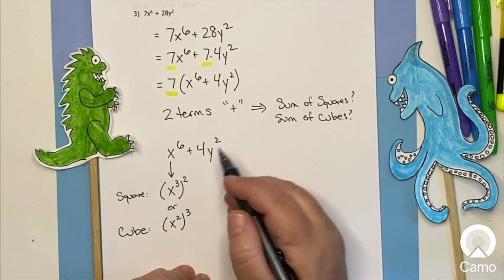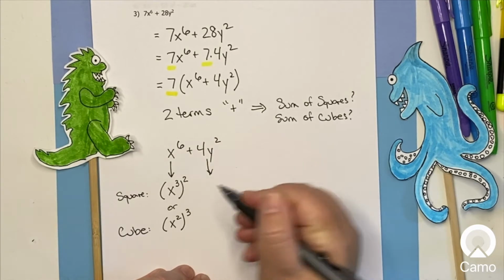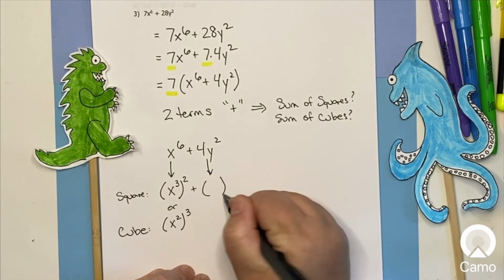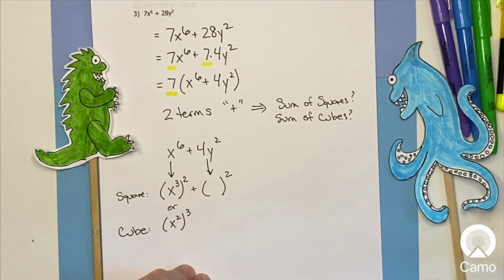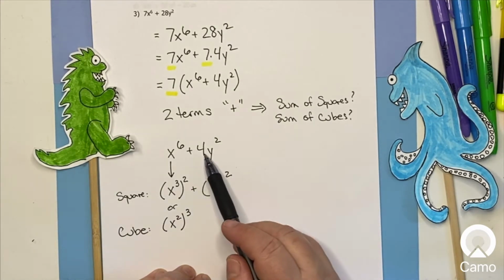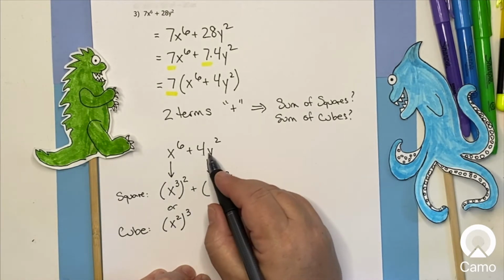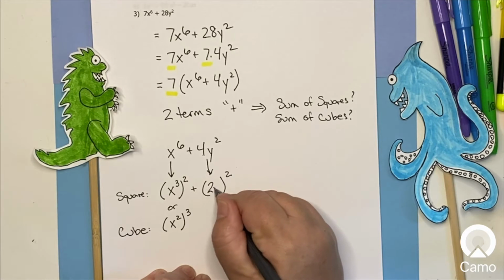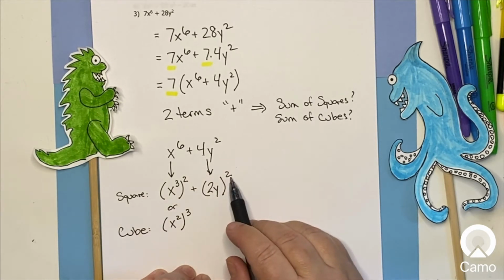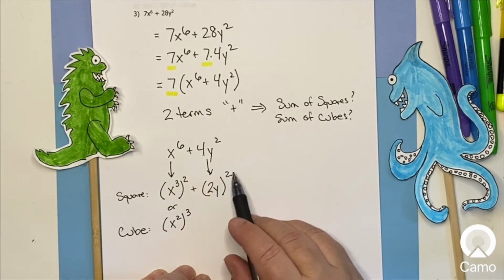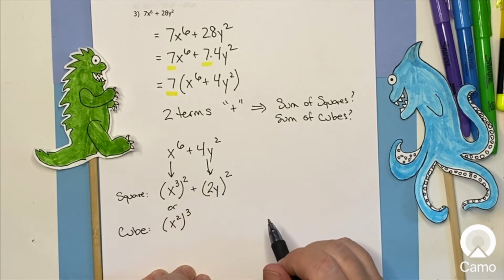Now let's take a look at the 4y squared. Can I make the 4y squared into a square? Can it be rewritten as a square? And the answer is yes, it absolutely can be, because this 4 is a perfect square. 4y squared is 2y, the quantity squared. Take a look at that. Make sure you agree.